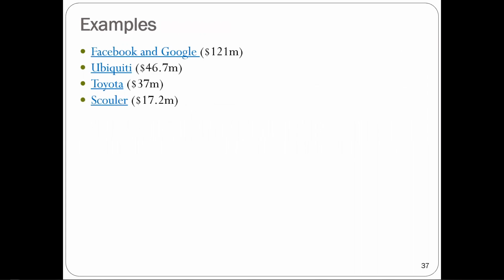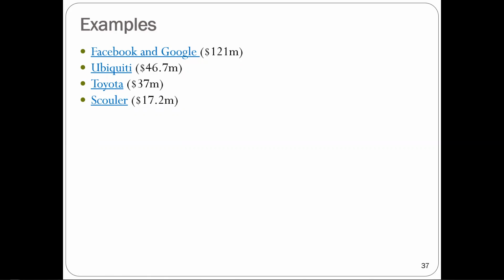So here are some famous examples, and I'm not going to go through these, but you can click on them. The all-time largest one is 121 million, and this was Facebook and Google. So they caught him, a guy from Lithuania, but that's the biggest one that I know of. Ubiquiti. So we talked about this one earlier. That was the 46 million one. Toyota and Schooler are some of the other big ones.